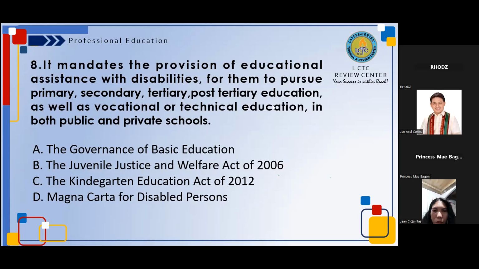Or Magna Carta. Correct. The answer is letter B, Magna Carta for Disabled Persons. The Governance of Basic Education, that is RA 9155. The Juvenile Justice is for our youth. The kindergarten is not also. The correct answer is the Magna Carta for Disabled Persons. It's very clear from the question, assistance for disabilities. Let's proceed to the next item.